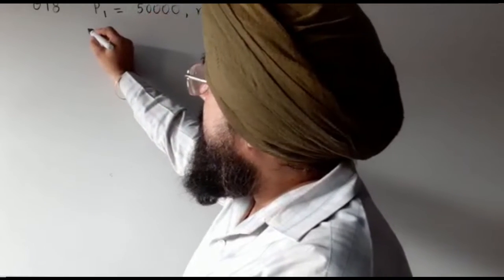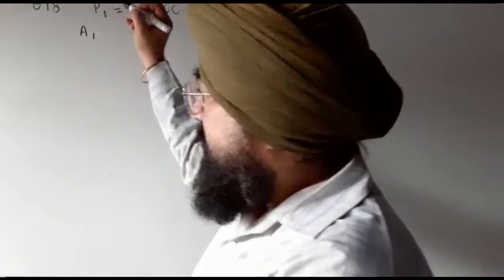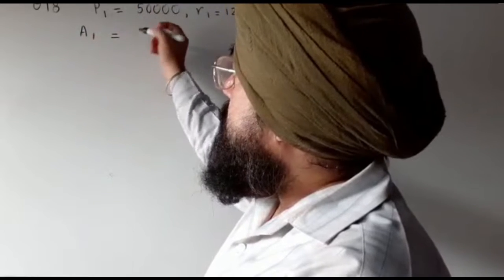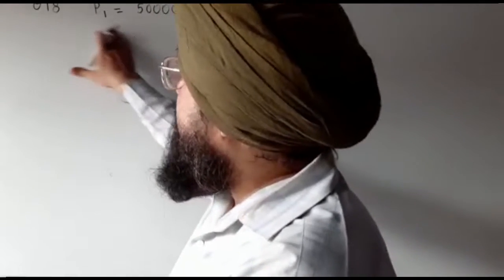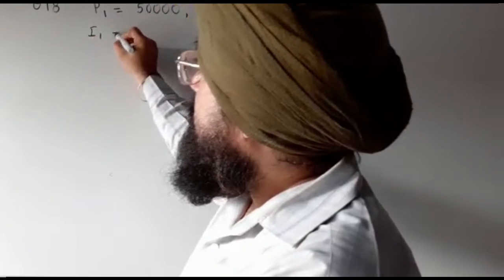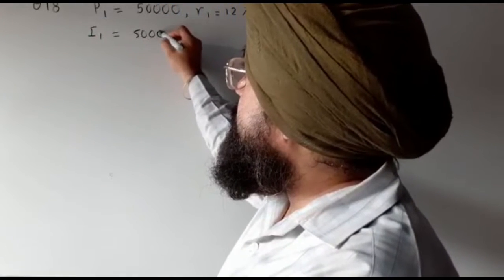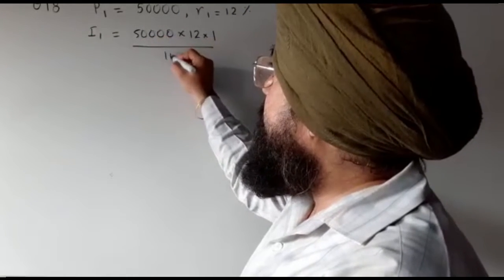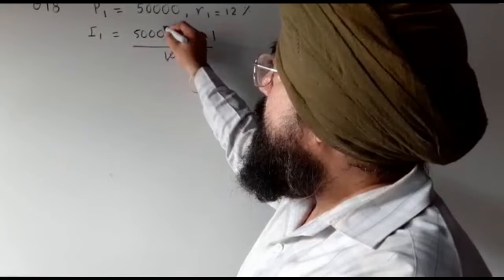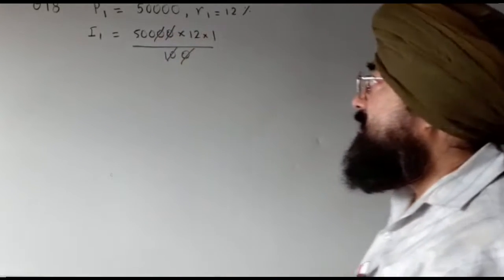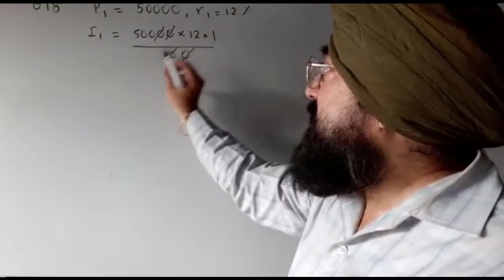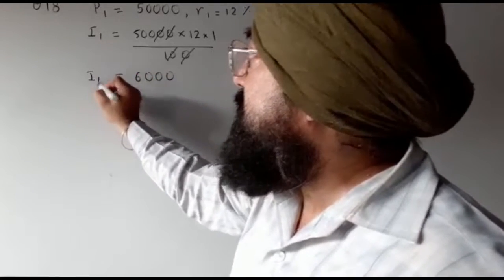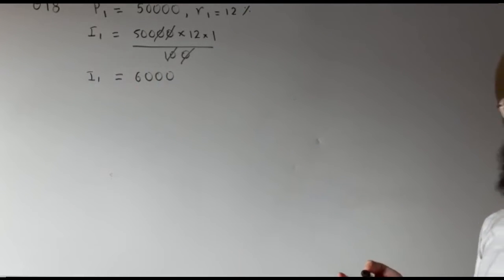And therefore, if you calculate the amount at the end of the first year, that can be calculated by the formula. You could directly find, or maybe you can find by the formula, I1 equal to 50,000 into rate 12 into time 1 upon 100. You have not done the formula yet, therefore we are doing it by the 1 year method. So 12 5s are 60, gives you 6,000. That is, the interest for the first year happens to be 6,000.